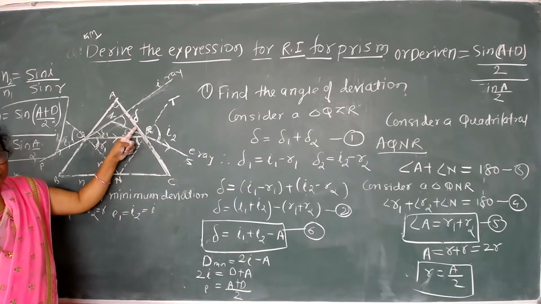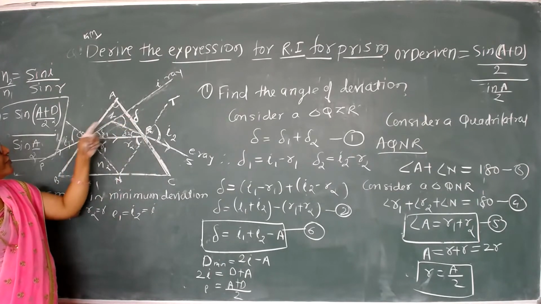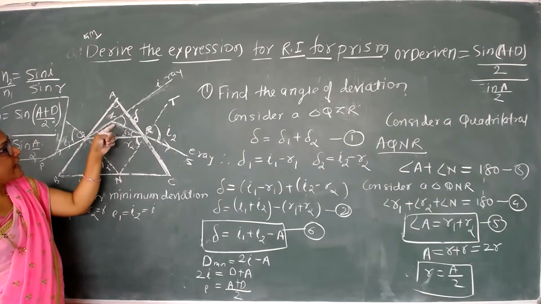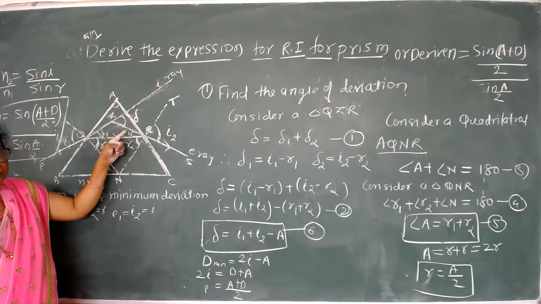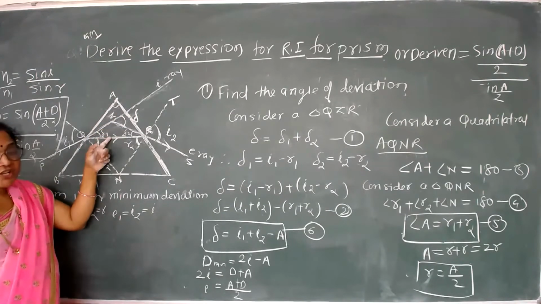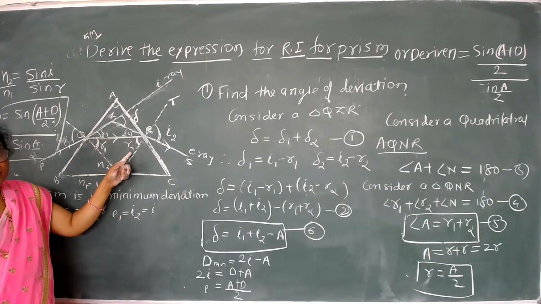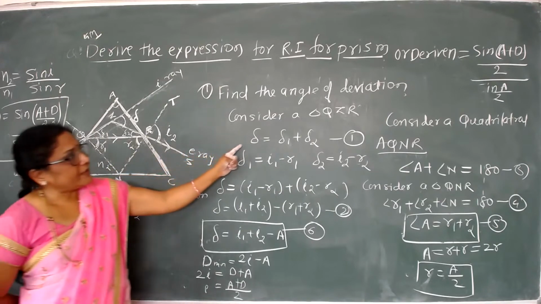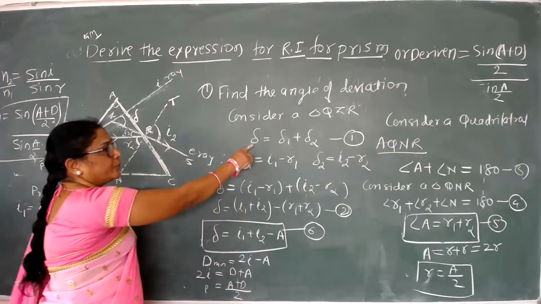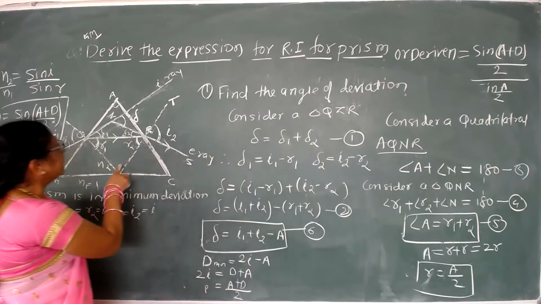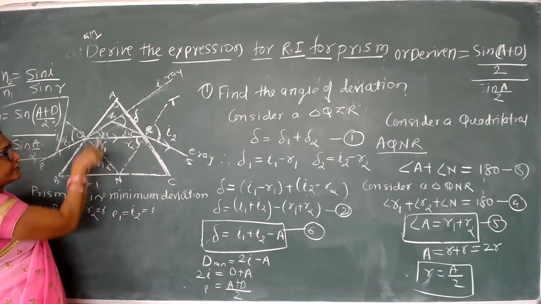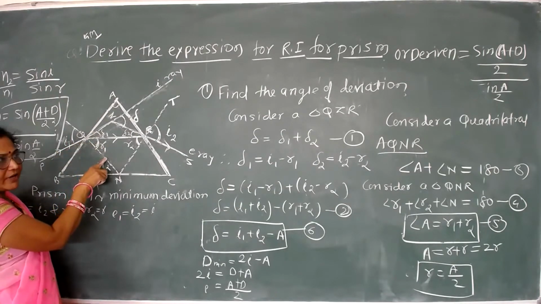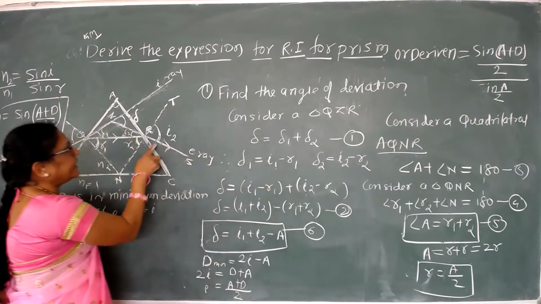So to find the angle of deviation, consider the triangle ZQR. In this triangle ZQR, this angle is the exterior angle, that is delta. The exterior angle is the sum of the interior angles, that is delta is equal to delta 1 plus delta 2. Delta 1 is the deviation due to the first surface AB. That is, delta 1 is equal to I1 minus R1.